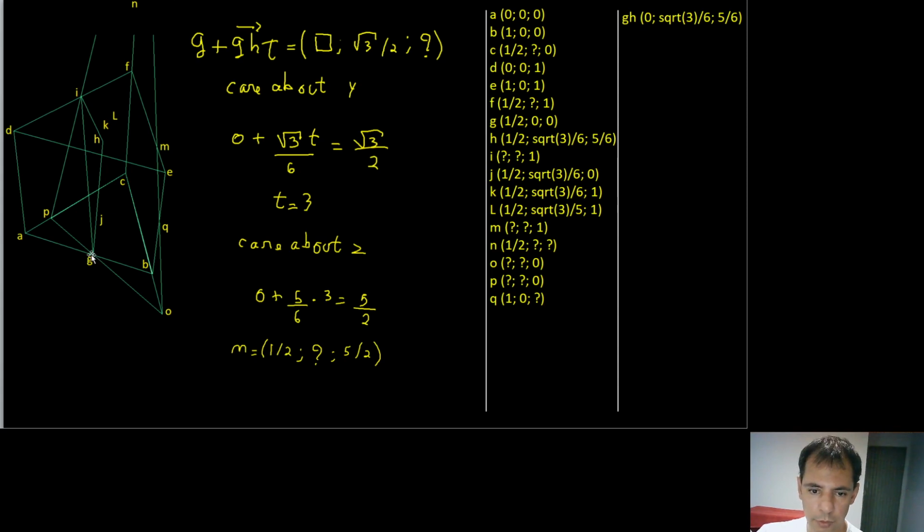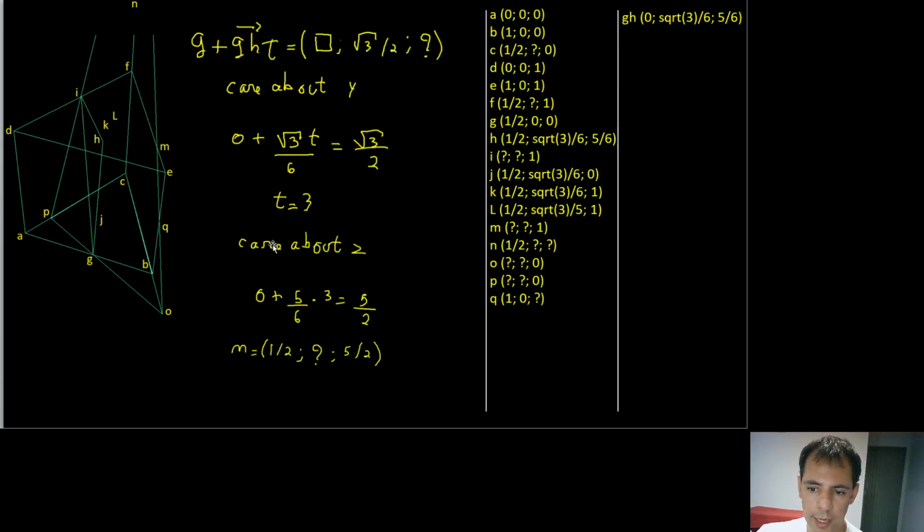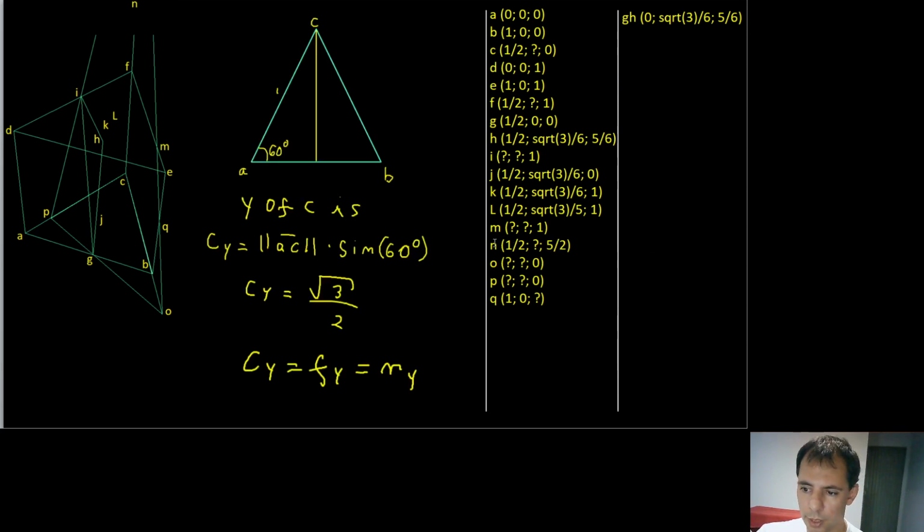Okay, so you found g. From g you go to h. From h you go to L. And using the same logic, I'm just going to show you guys here. You can pause the video and do the same thing that you did over here. Using the same logic, you're going to find the coordinates of n. And now we have the coordinates of n right here.